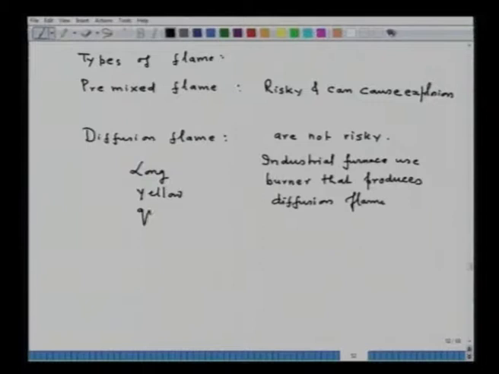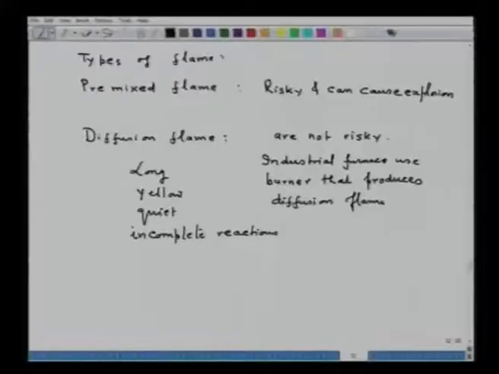yellow and quiet, and sometimes they have incomplete reaction, as against the premixed flame, which is short and noisy, but the reactions are complete because all fuel and air have been mixed prior to discharge into the furnace. Whereas in diffusion flame, the air and fuel mix in the furnace.